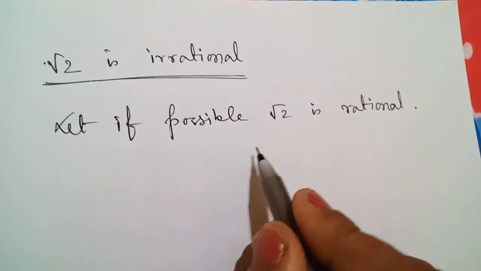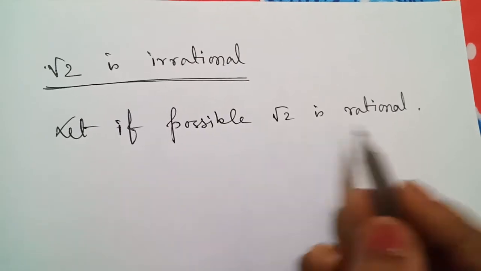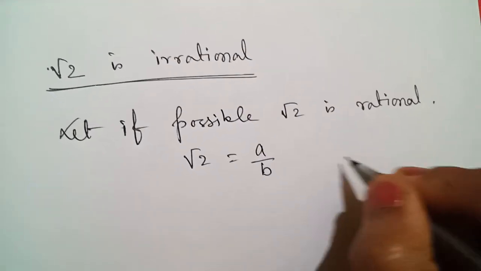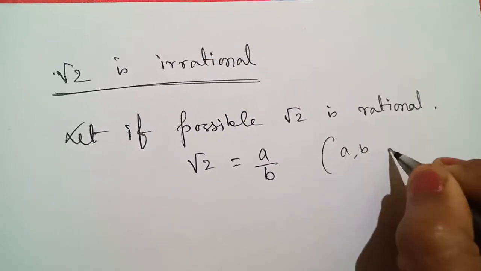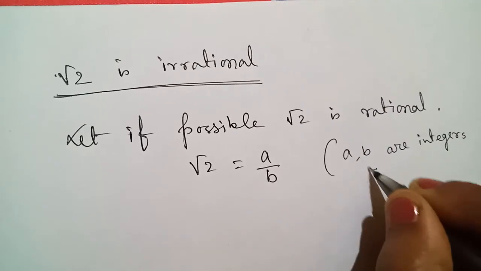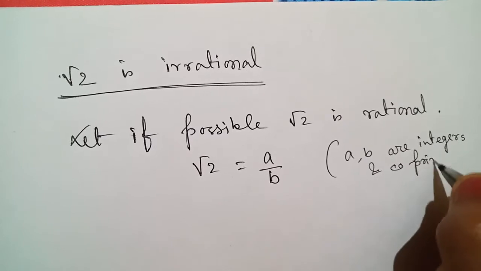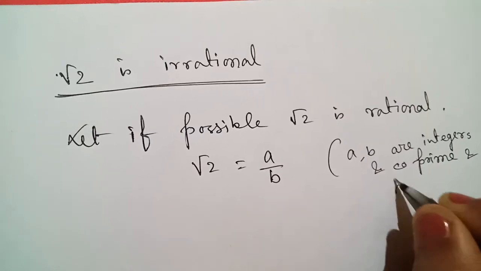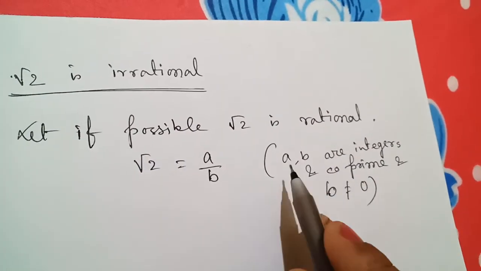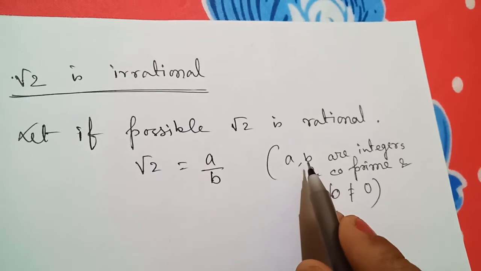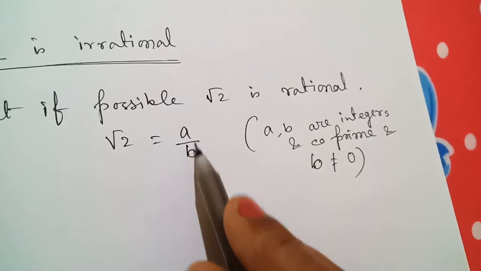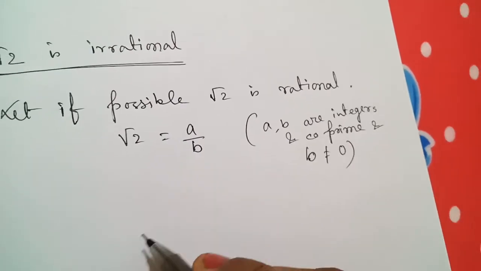Now once we have taken it as rational, that means root 2 can be written as A by B, in this form, where obviously A, B are integers and co-prime, and B not equal to 0. Co-prime means, again I am telling, A and B will not have any common factor other than 1. That means this A by B is in simplest form.